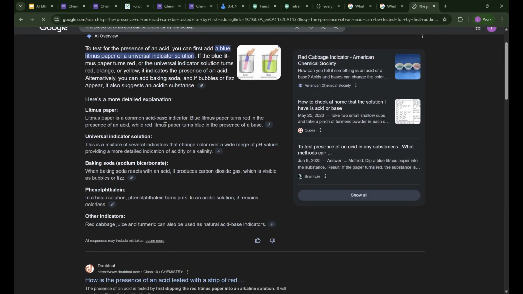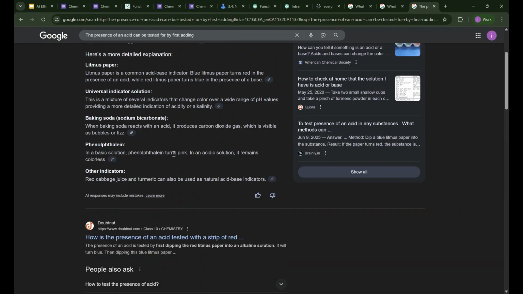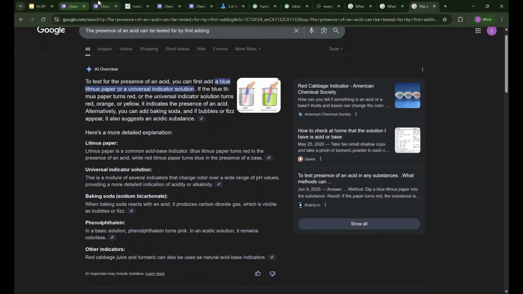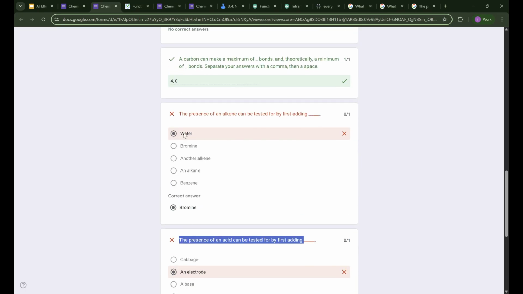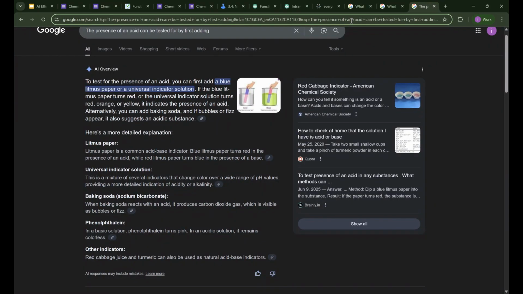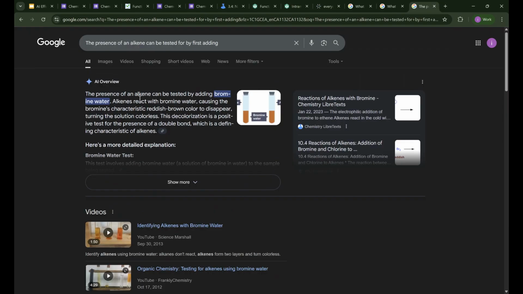Yeah, I was familiar with an indicator. Oh, I guess you could add baking soda maybe. No, red cabbage juice. Yeah, this question was weird. I'm not sure about this one. Let's see about this one. Yeah, okay, I wasn't familiar with this one either. Oh, interesting.